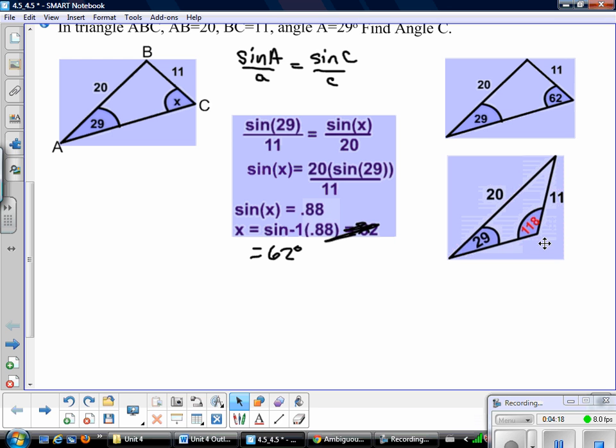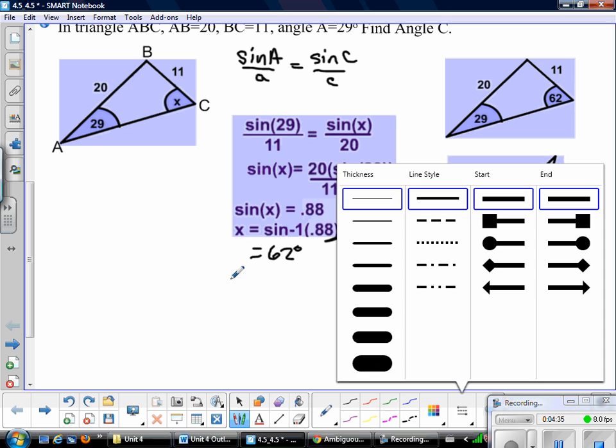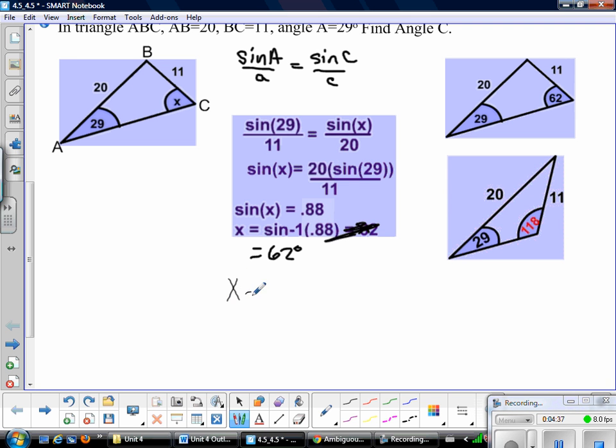So how did they get 118? Well, you know from yesterday, for instance, that since I have a decimal, 0.88, and I take the sine inverse of it, it could be that angle, or it could be a different angle. So x2 could equal 180, remember, that's what we did yesterday, take away the 62, and that's how we get 118 degrees. Now you're saying, really?